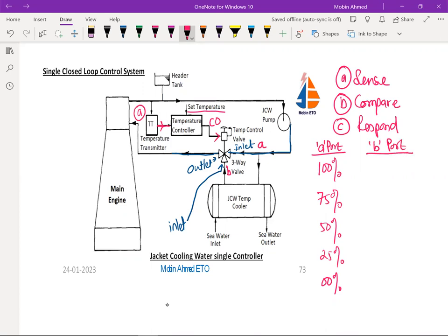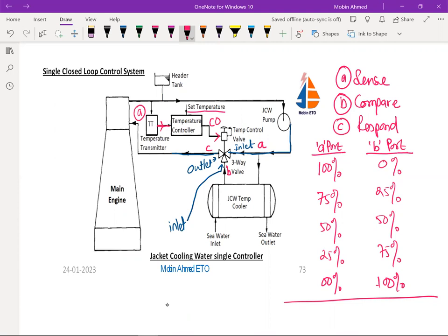Now what happens if the A port is open 100%, the B port is going to be open 0%. Just opposite. If it is going to open like this, it is going to open 25%, then 50%, then 25%, and then 100%. So who is changing this position of the port A and B? How much the water is going to be allowed? Okay, if it is 100%, water is going to be allowed from A port to C port. C port is the outlet port.